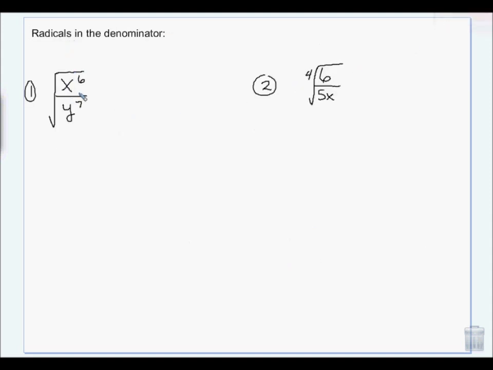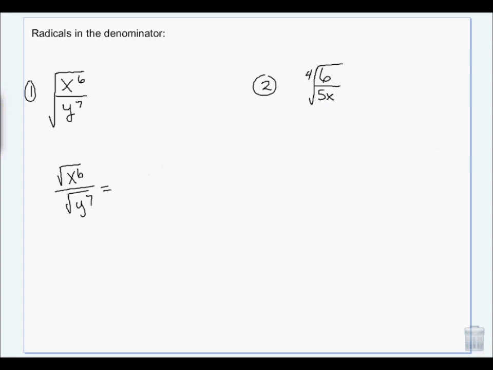So here we have square root of x to the 6th over y to the 7th. So I'm going to split that, and I'm going to get x to the 3rd over, actually I'm not going to do that part yet, sorry. I'm going to split that.